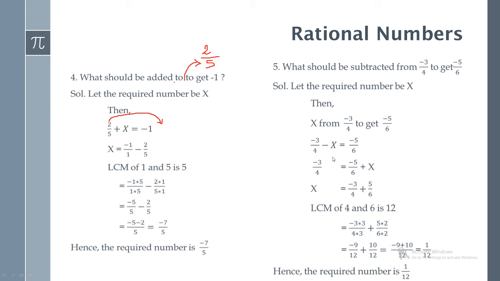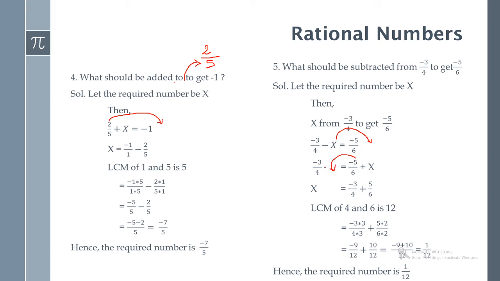Now what we are doing: only the x term is going this side. Now minus 3 by 4 is equal to minus 5 by 6 plus x. Why? Because this is a minus x. Now next, this number is coming this side.